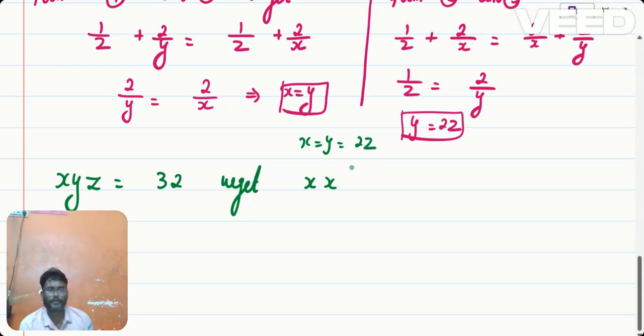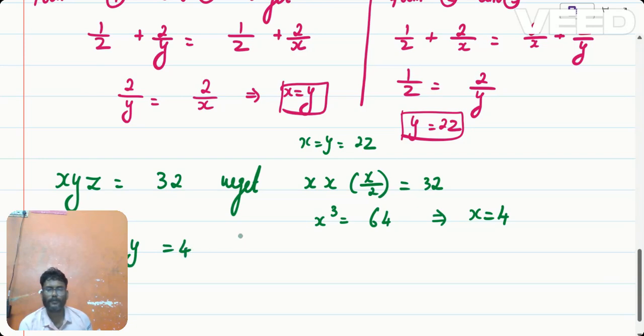So x is equal to y is equal to 2z. In place of z I will get x by 2. So x times x times x by 2 is equal to 32. So x cubed is equal to 64, multiplying this side. This implies x is equal to 4. From this the dimensions are x equal to y equal to 4 and z equal to y by 2, which is equal to 2.